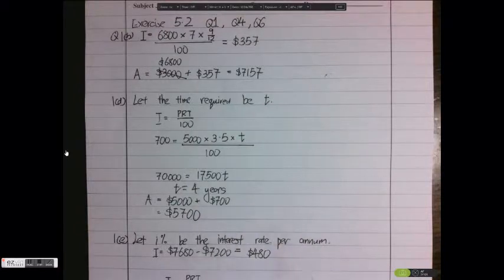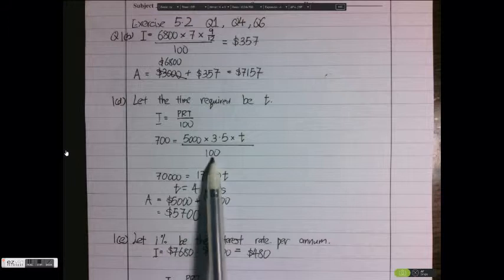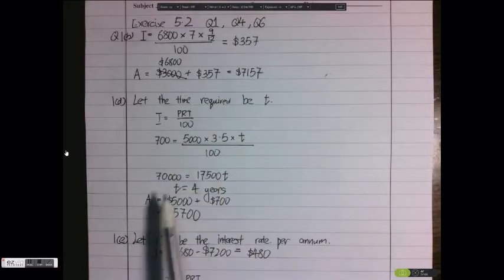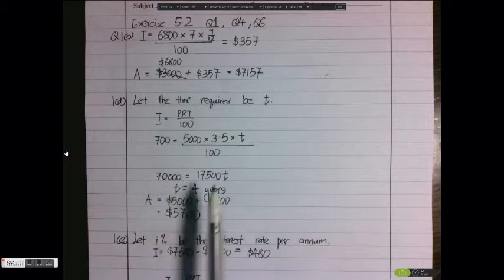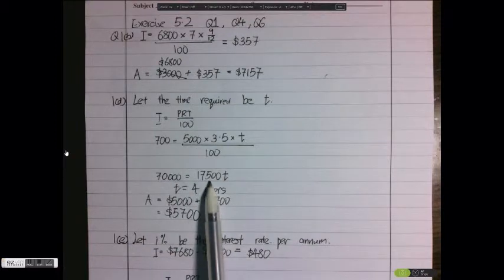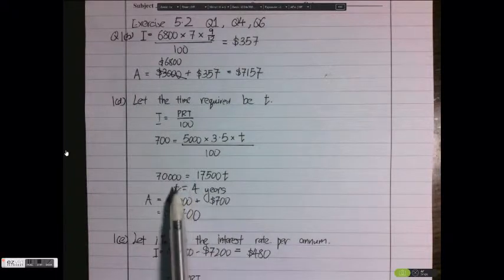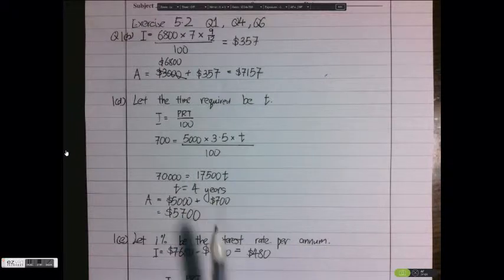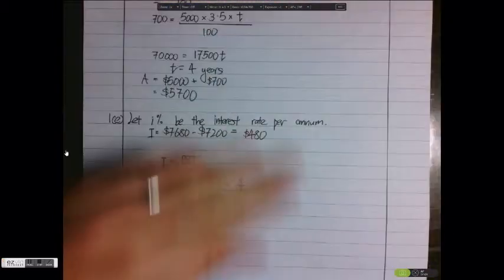I'm simply applying the formula I equals PRT over 100 for simple interest. So I multiply both sides by 100. 700 times 100 is 70,000, equals 5,000 times 3.5, which gives me 17,500t. I divide both sides by 17,500. I get t equals 4 years. And the amount that I withdraw is simply my principal plus my interest, which is 5,700. Quite a simple question, just have to be sure what the variable is and solve using algebra.